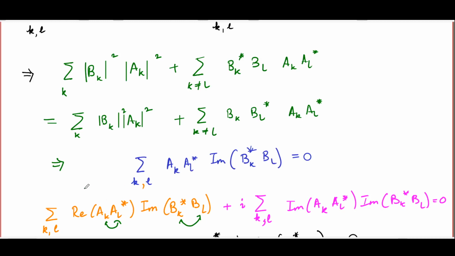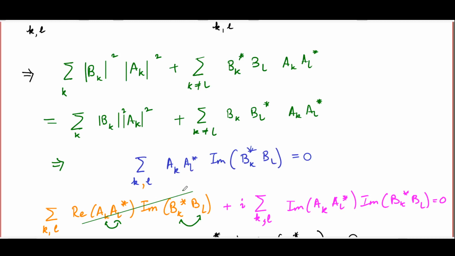so this does not change under the switch, whereas here you have the imaginary part of BK star BL in the original term, but now you end up with the imaginary part of its conjugate, which of course changes sign. So this sum, which must stay the same under a dummy index interchange, actually changes sign, and therefore it must be 0.